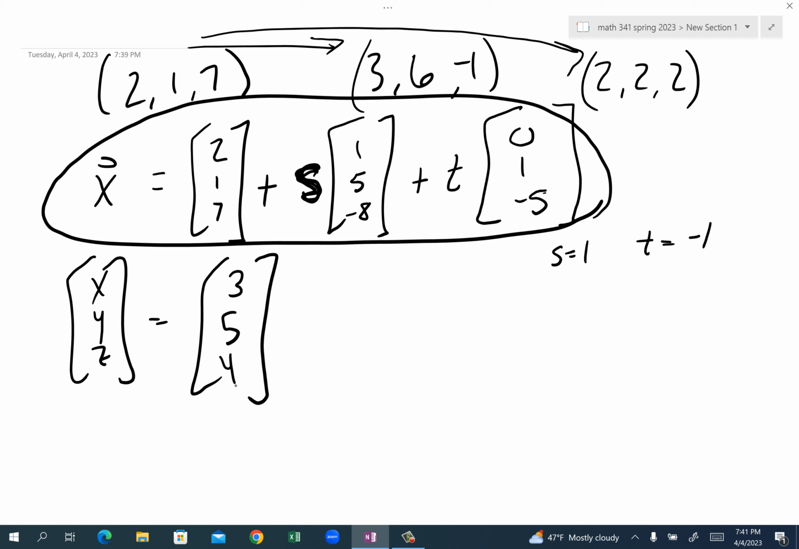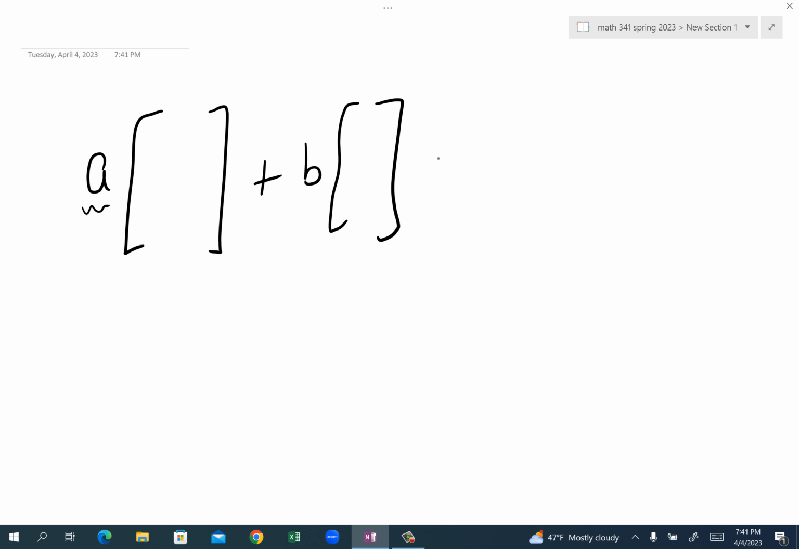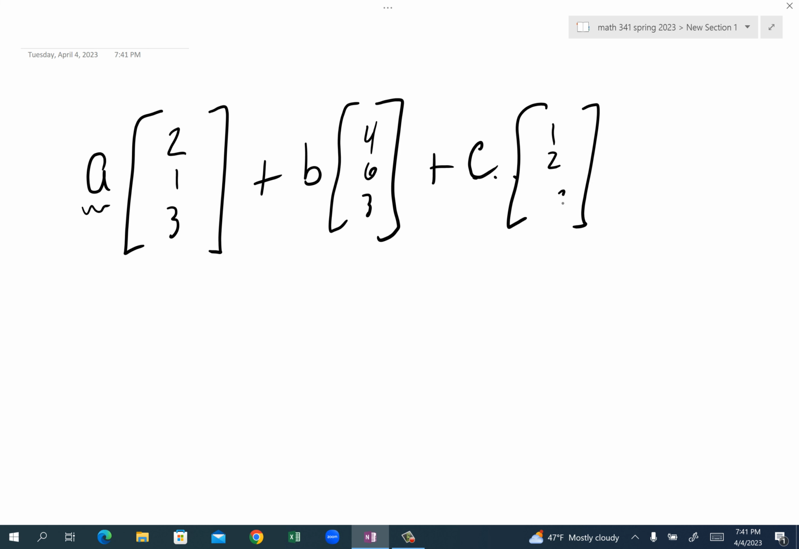Again, this idea of a linear combination is a big deal. A linear combination means you take a scalar times a vector plus a scalar times a vector plus dot dot dot, as many times as you want to. You could do 3 of them. These could be 2-dimensional vectors. They could be 3-dimensional vectors. They could be 4-dimensional vectors.